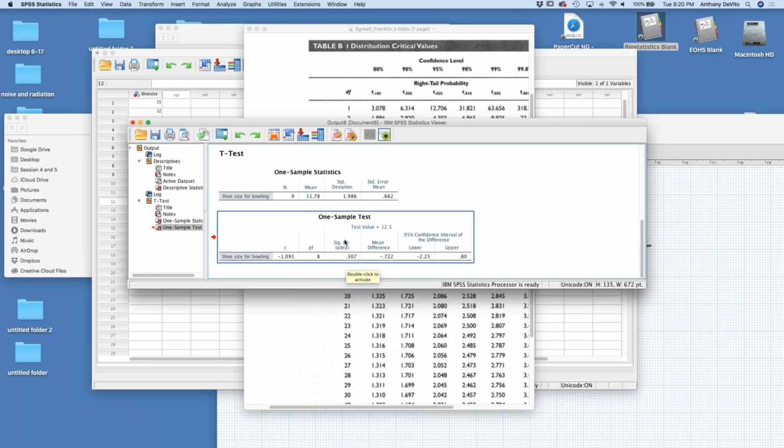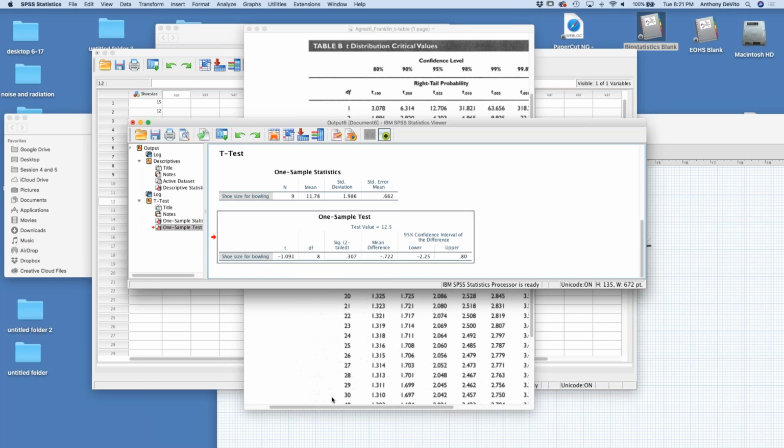You'll notice that SPSS also calculates for me a significance, or a p-value. You can call this a p-value or a significance, but this is the probability that you would get this large a difference if the null hypothesis were true. In other words, there's a 30% chance I would be wrong if I reject the null hypothesis, because there's a 30% chance I could get this outcome when the null hypothesis was true. You could get this big a difference, 11.78 versus 12.5, if the null hypothesis happened to be true.